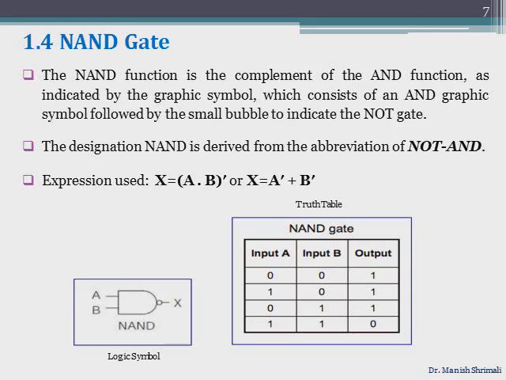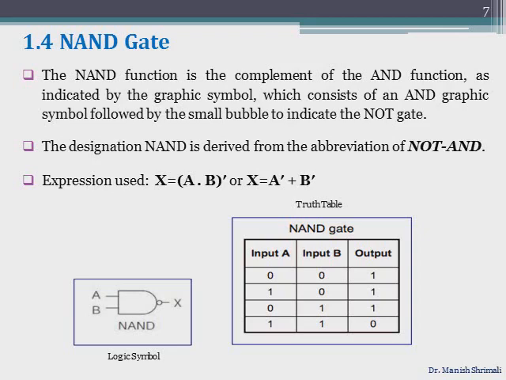The designation NAND is derived from the abbreviation of not AND, and the expression used in NAND gate is multiply both the variables, that is a into b, then take the complement of the multiplied result, or you can have also the sum of the complemented variables. So this is what NAND gate is.